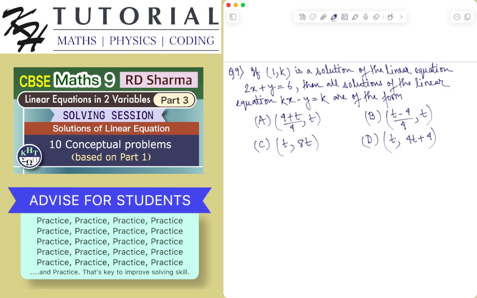Okay, so 1 comma k is a solution of the linear equation 2x plus y equals 6, which means the ordered pair 1 comma k will satisfy the linear equation 2x plus y equals 6. So I will get 2 multiplied by 1 plus k is equal to 6. This implies k is equal to 6 minus 2, which is equal to 4. Okay, so once we have found k, the second linear equation becomes 4x minus y is equal to 4.